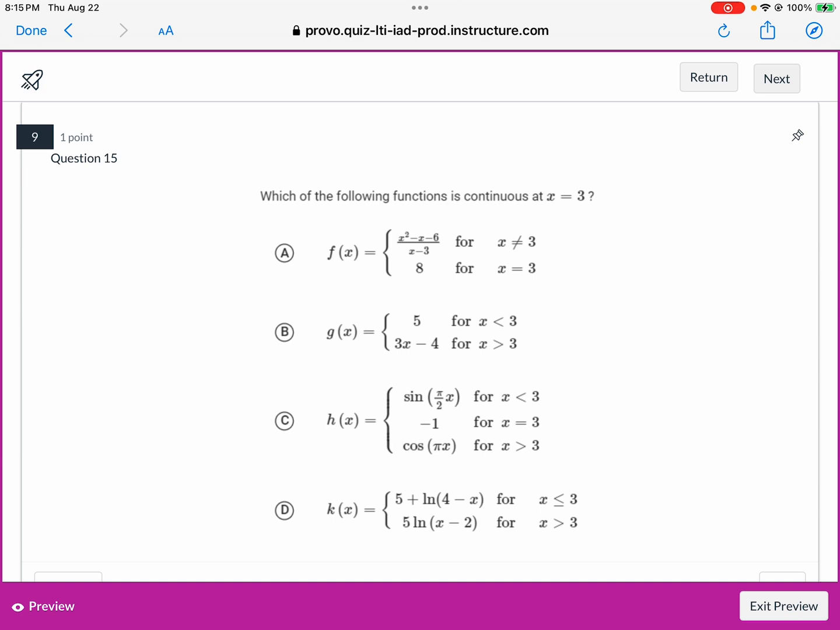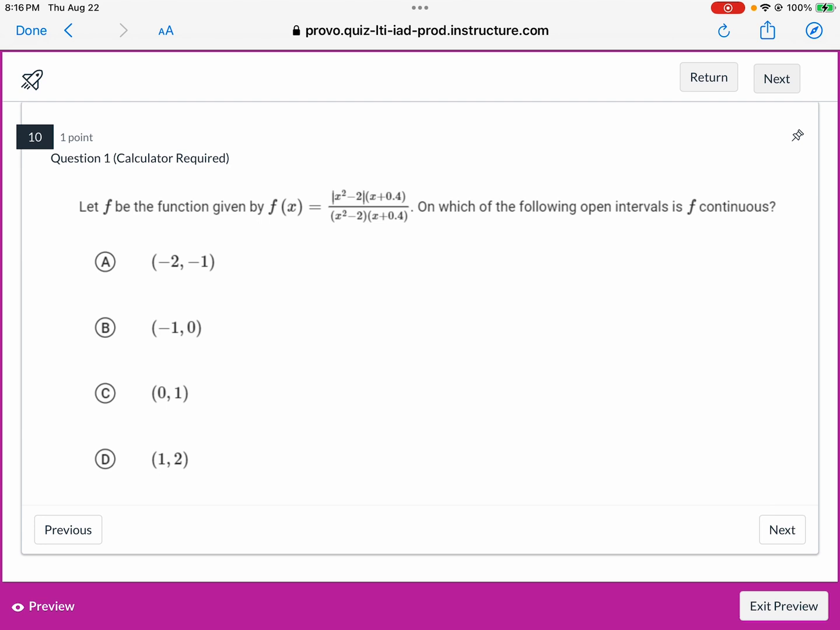So for A, for example, you see how f of 3 is equal to 8. That means that for the function above it, the limit from the left side and from the right side has to be equal to 8 as well. So do some factoring on the numerator, see if you can cancel out the factor on the denominator, and see if you can plug in 3 to make sure that it's going to be equal to 8. If it is, then it's continuous. If it's not, then it's discontinuous. So you're just going to go through all these and check those.